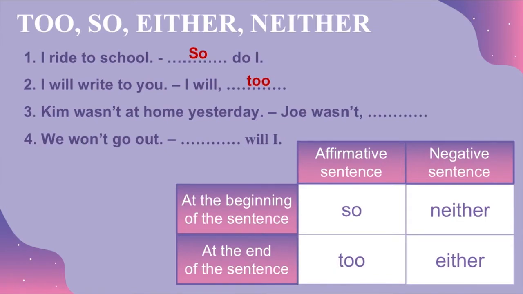Kim wasn't at home yesterday. Wasn't. It is a negative sentence and the blank that we need to fill in is at the end of the sentence, so we need to use either.